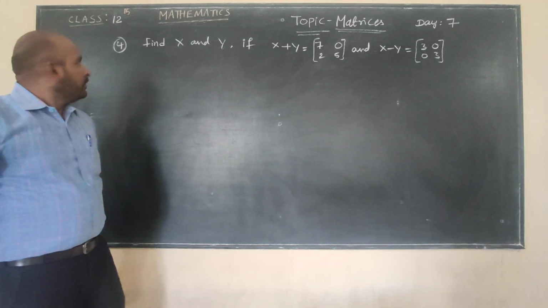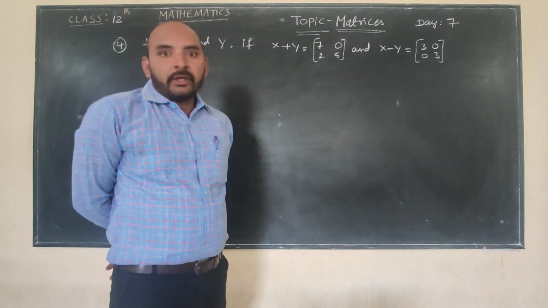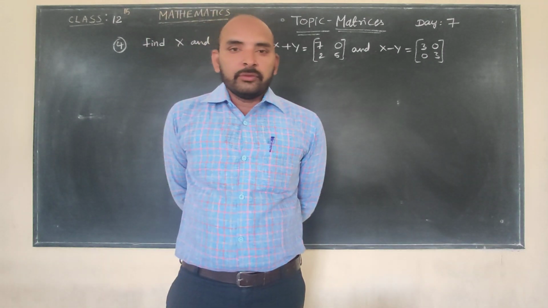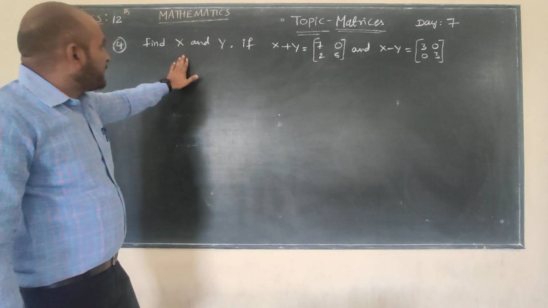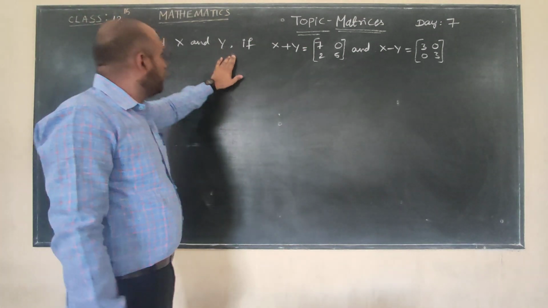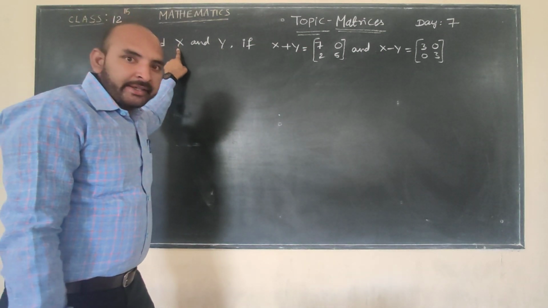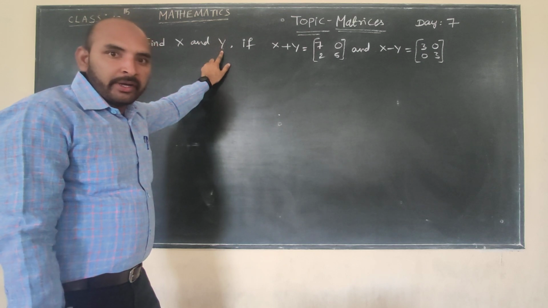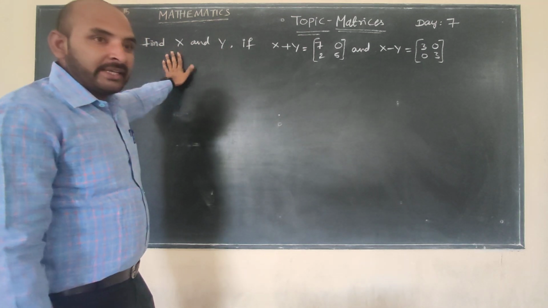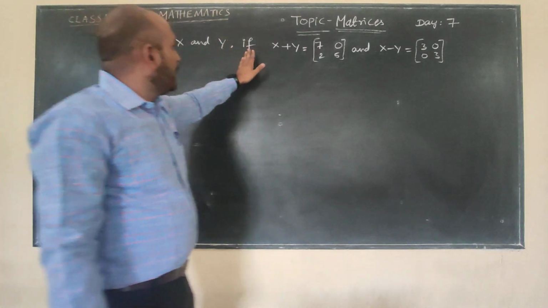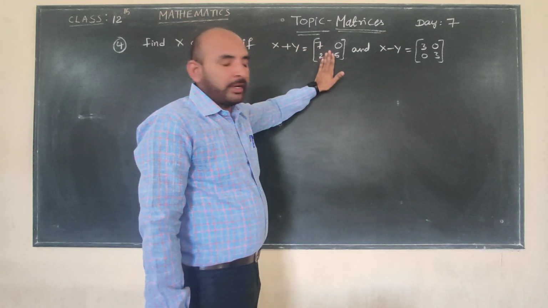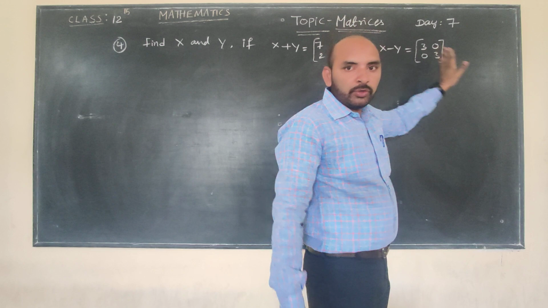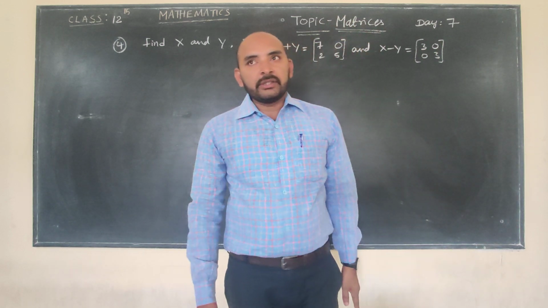So now let us come into problem number 4. Find capital X and capital Y. This is a matrix. This is also another matrix. You have to find out capital X and capital Y matrices. Here the condition is X plus Y equals a 2 by 2 matrix, and X minus Y equals another 2 by 2 matrix.